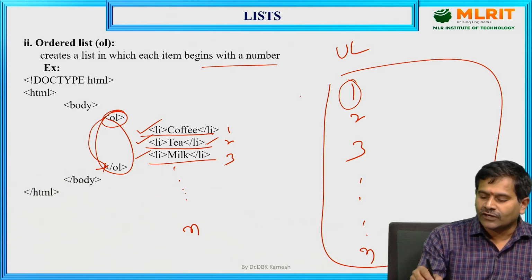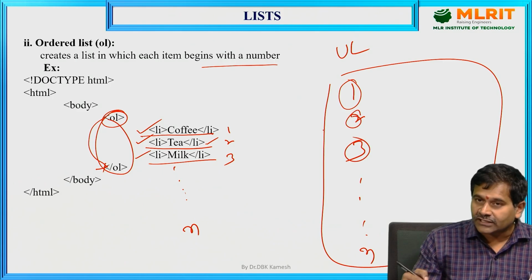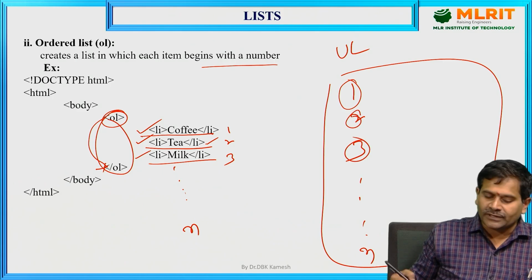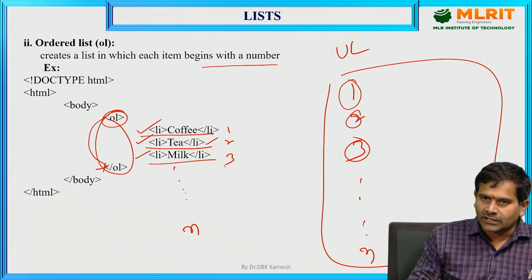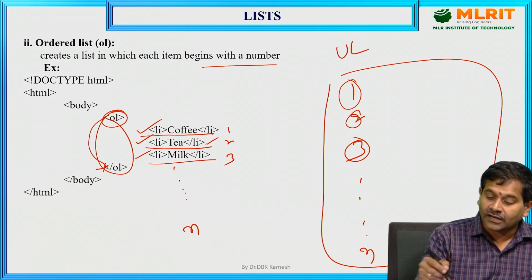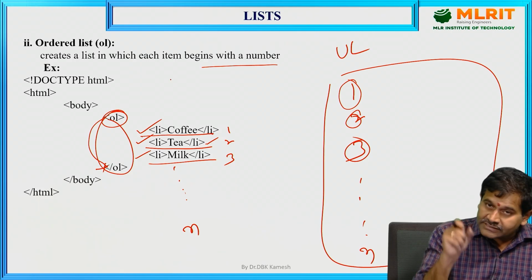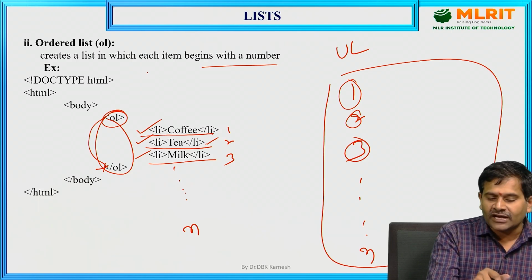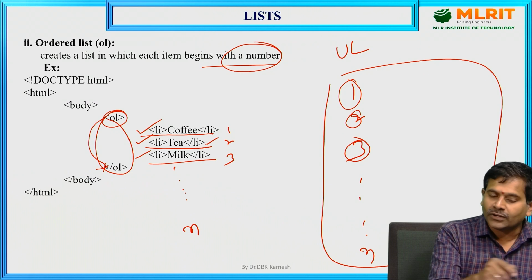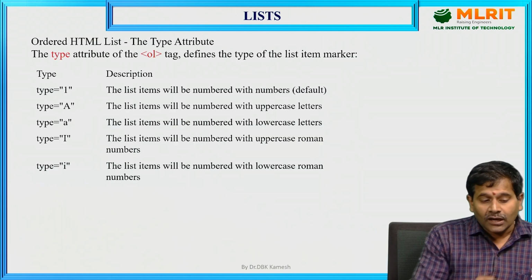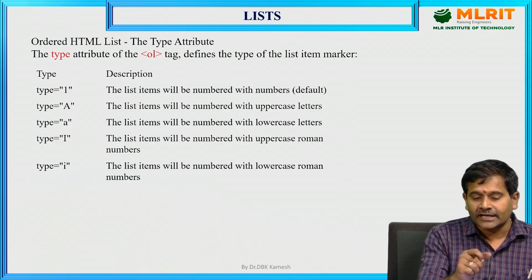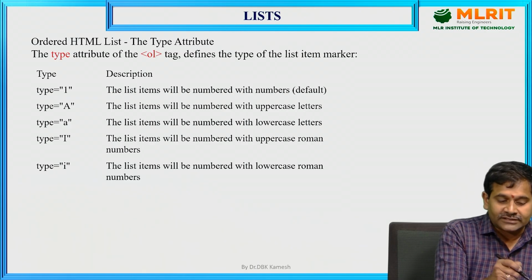Right. So why it is you are not given in this, but you are using serial numbers 1, 2, 3, which is the automatic default number that is placed. First one is 1, second one is second, third, fourth, up to n items. This is called an ordered list. An ordered list will give you a list in which each item begins with a number.